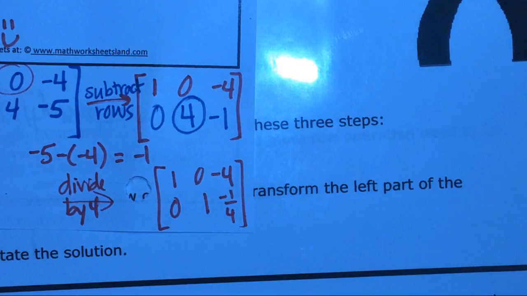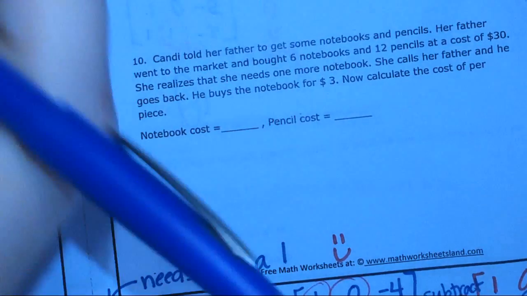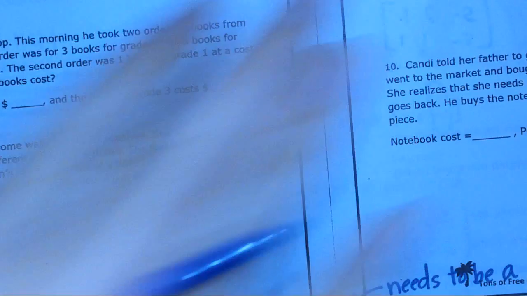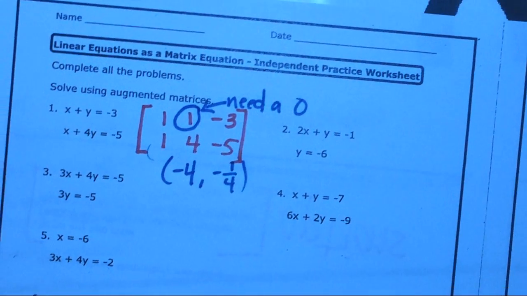Okay. So negative 4 and negative 1/4 is our answer. So the x is negative 4, the y is negative 1/4. If I had to write it in an ordered pair, I would put negative 4, negative 1/4. Could there be more? No, there cannot.